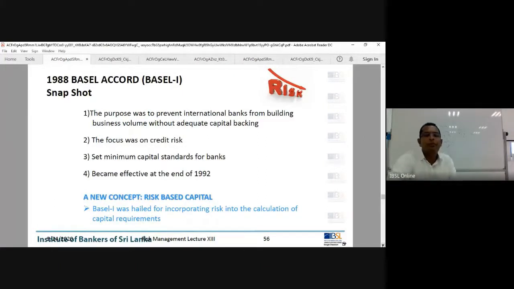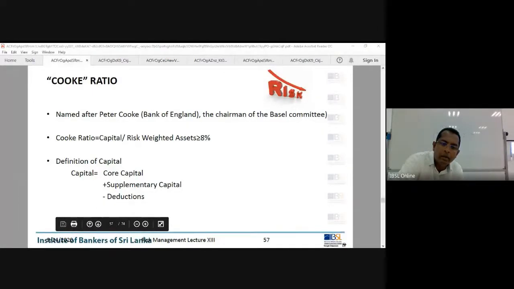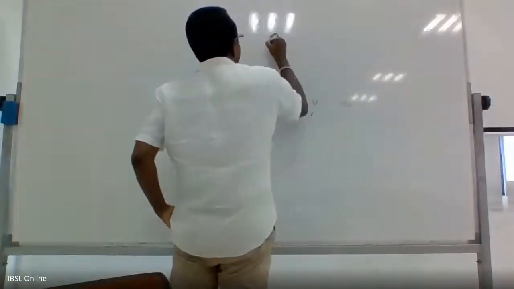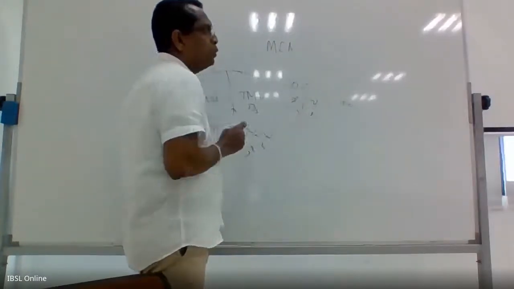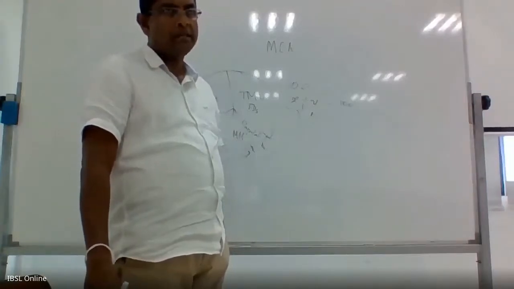Snapshot of Basel I: the purpose was to prevent international banks from building business volume without adequate capital backing. The focus was on credit risk, set minimum capital standard for the banks. We'll come to the minimum capital adequacy shortly. It became effective at the end of 1992. A new concept, risk-based capital, was introduced by Basel. Minimum capital adequacy ratio, right? Minimum capital adequacy ratio or Cooke ratio. He was the chairman of the Basel committee, Peter Cooke, right? He was of the Bank of England.